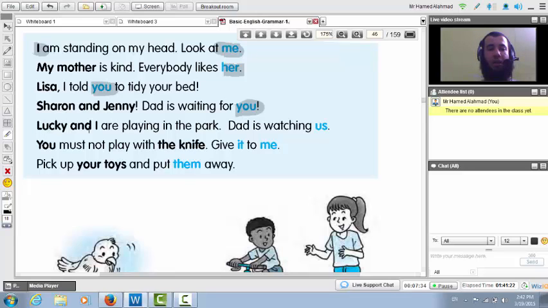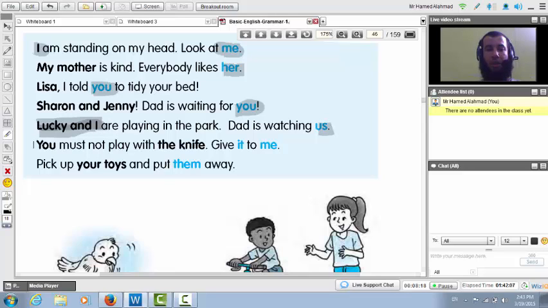Then here guys, Lucky and I are playing in the park. Dad is watching us. Instead of saying Dad is watching Lucky and I, we replaced Lucky and I with the pronoun us. Could we say Dad is watching we? Actually we is the pronoun that can replace Lucky and I if it was in the subject position, but here we have it in the object one, so we can't replace it with we, but what we should do is change it to us.